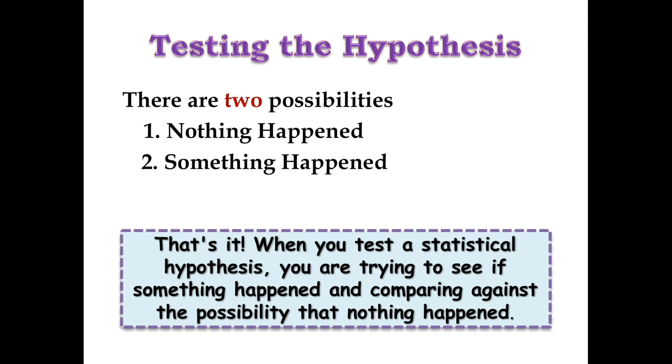When we're testing a hypothesis, you have two possibilities, and they're not overly complicated. One, nothing happened, or two, something happened. And that's it. When you test a statistical hypothesis, you're trying to see if something happened, and you're comparing that against the possibility that nothing happened or that nothing should have happened.